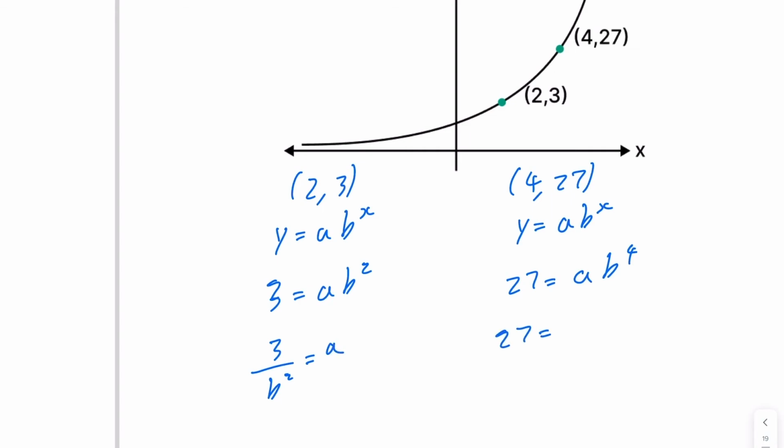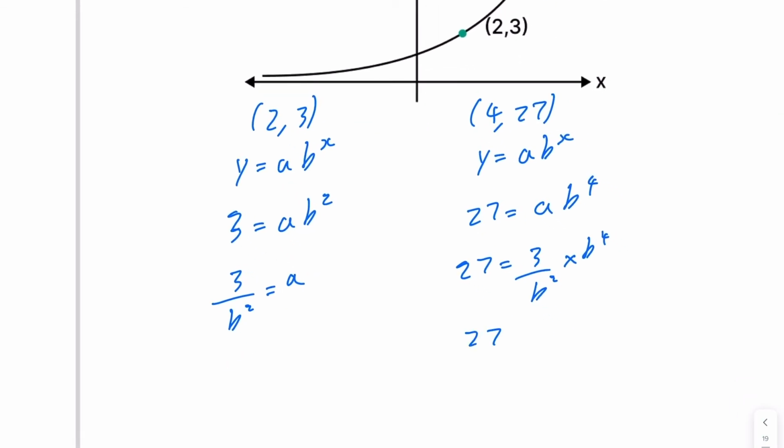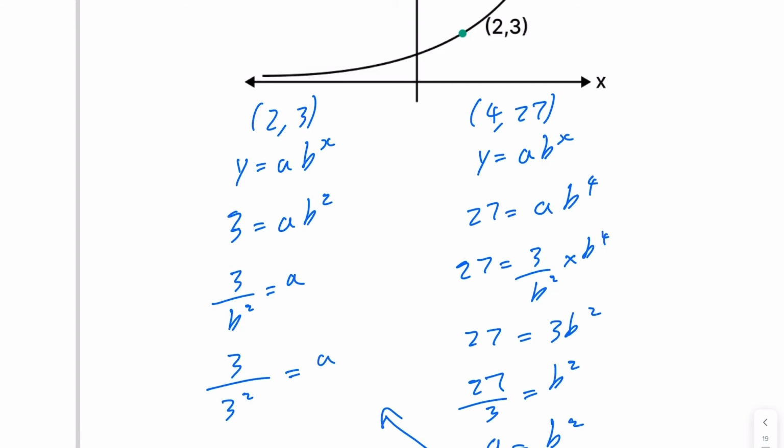So that's 27 is equal to 3 over b squared times b^4. Again, laws of indices. That becomes 27 is equal to 3b squared. Rearrange that. That's 27 over 3 is equal to b squared, and that simplifies to 9 is equal to b squared, which means b is equal to 3. Which then means I can take that value and put it back into here. So that means it's 3 over 3 squared is equal to a, and that just becomes 1 over 3 is equal to a.